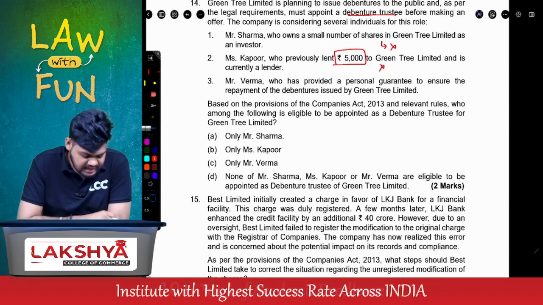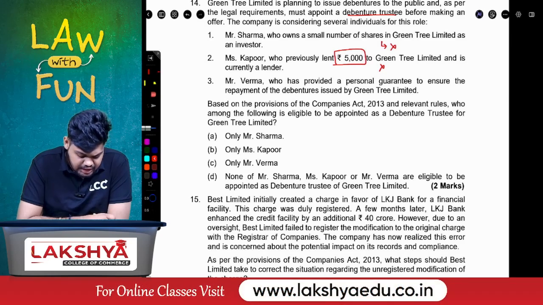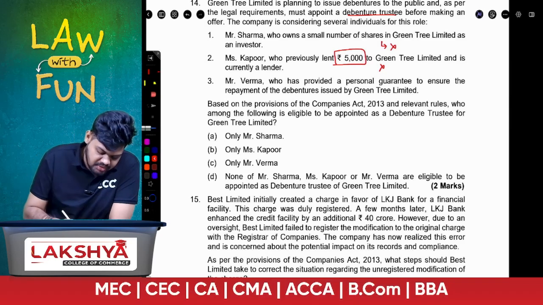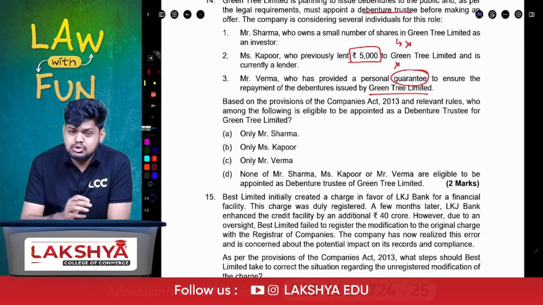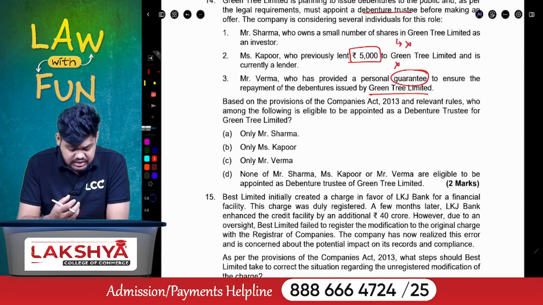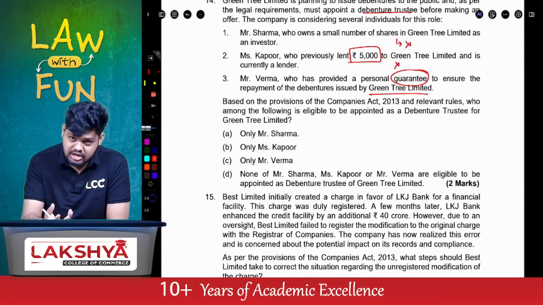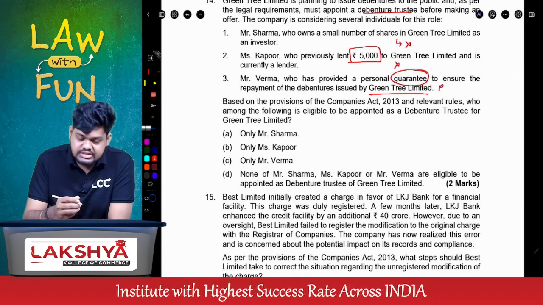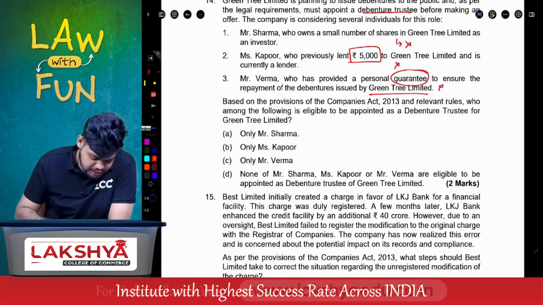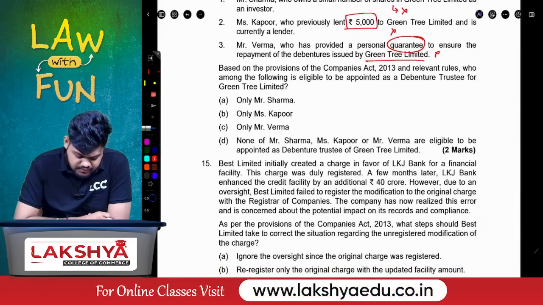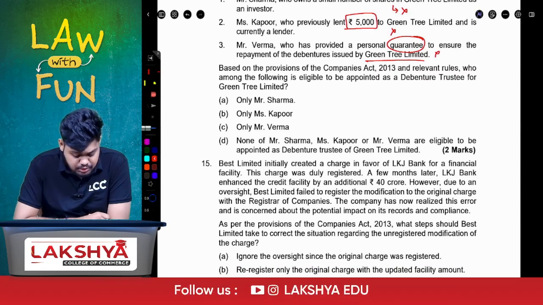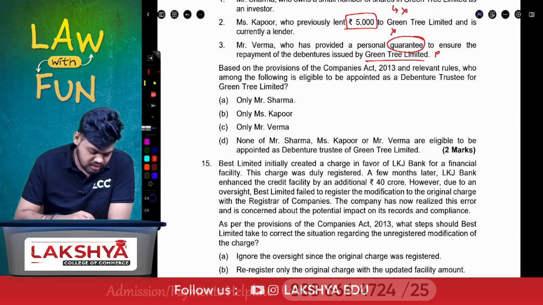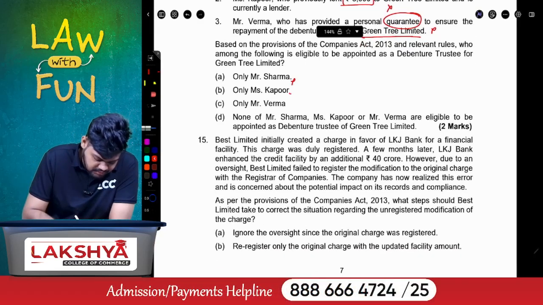She is disqualified. Last case, Mr. Verma, who has provided a personal guarantee to ensure the repayment of debentures issued by Green Tree Limited, a person who has given a guarantee to the company, is also not allowed to be appointed as a debenture trustee. He is disqualified under point number 5, as we learned in the class. So these are the 3 cases. All the cases, they are disqualified based on the provisions of Companies Act 2013 and relevant rules. Who among the following is eligible to be appointed as a debenture trustee for Green Tree Limited? None of them can be appointed.